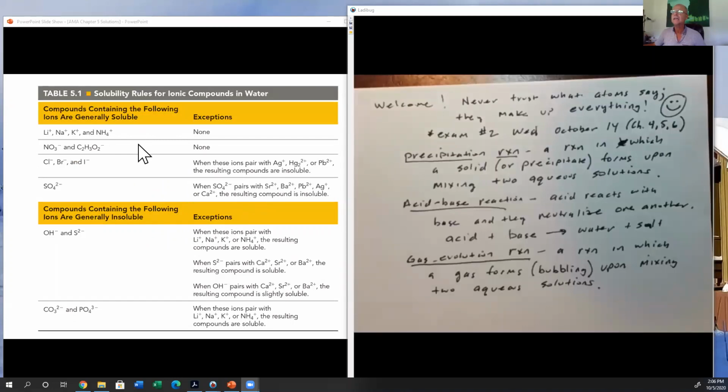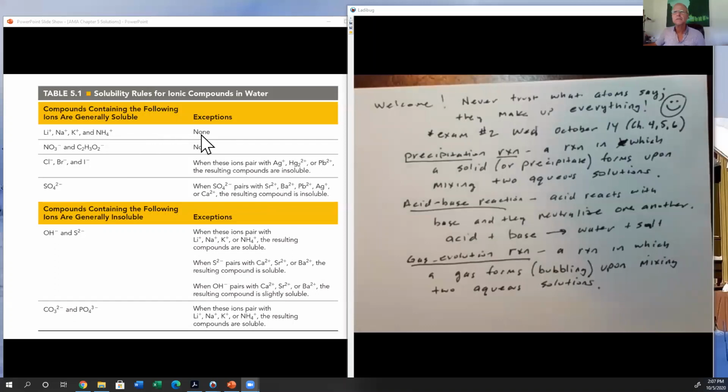By looking at the ions in the compound, the cation and the anion, it helps us tell which compounds will be soluble and which will not. The top part of this chart lists ions that, if the compound contains any of them, generally make it soluble, which means it would dissolve. On the right are exceptions. For example, lithium, sodium, potassium, and ammonium: if a compound contains those ions, that compound is going to be soluble.